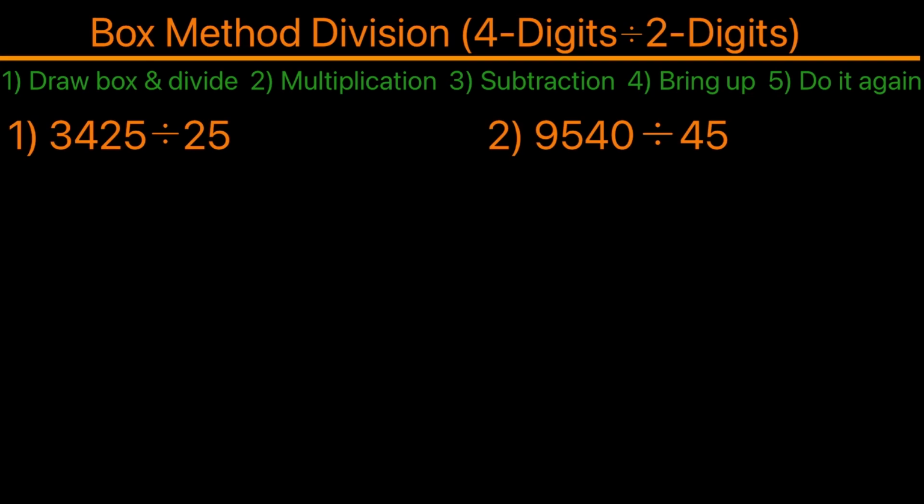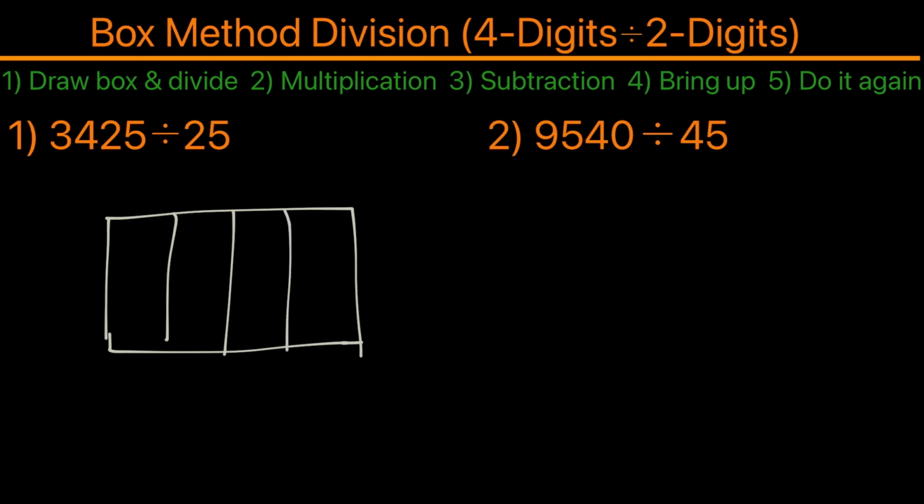So for the first example, we have 3,425 divided by 25. So the first step, we will draw a box. Now this box needs to have 4 columns because there are a total of 4 digits. So 3, 4, 2, 5. Then we want to place 25 on the outside.